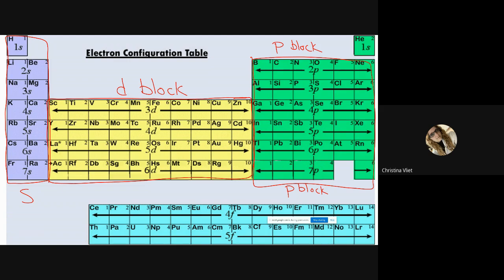So far so good? How many electrons does it have in 3p? How would you figure that out? Count elements until you get there. So this is 1, 2. So we know that the end of the electron configuration for silicon is 3p2.